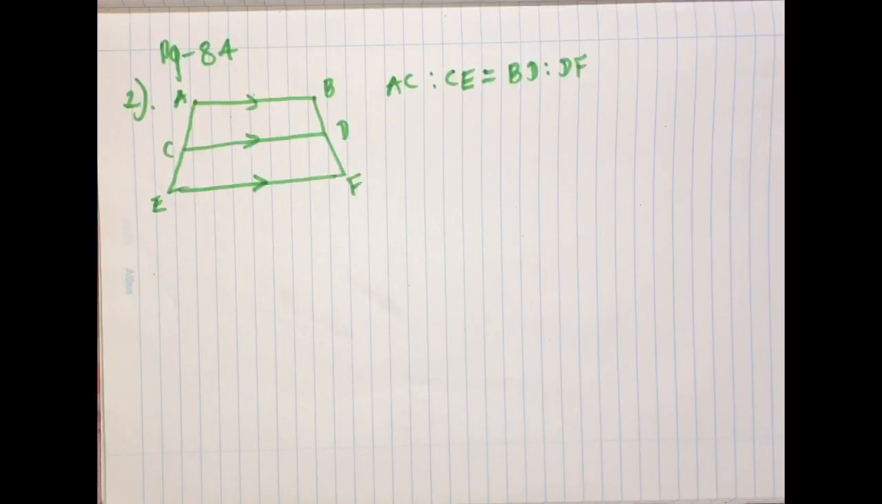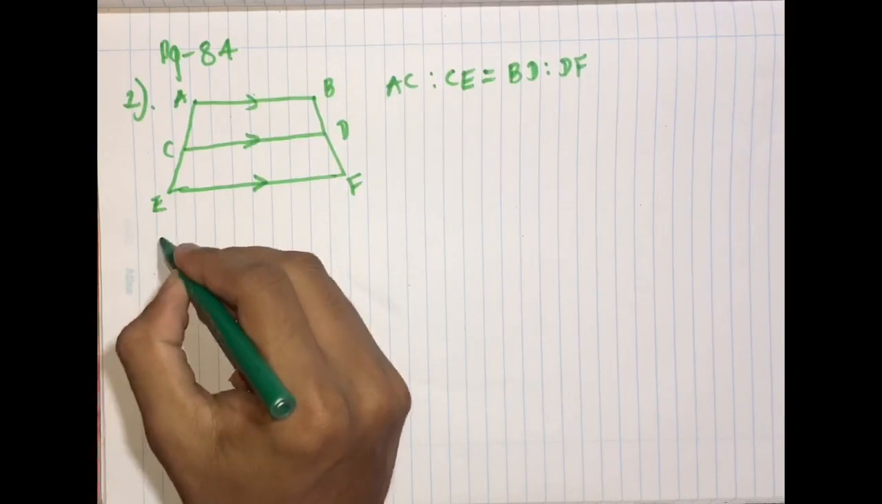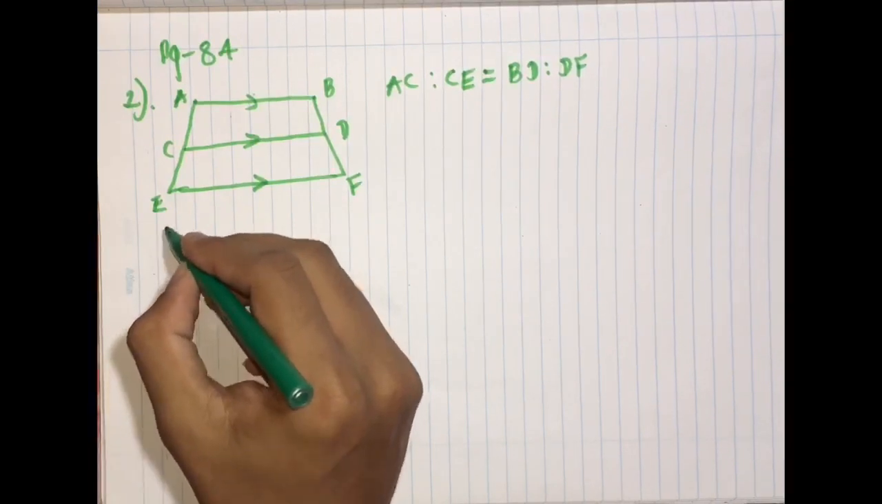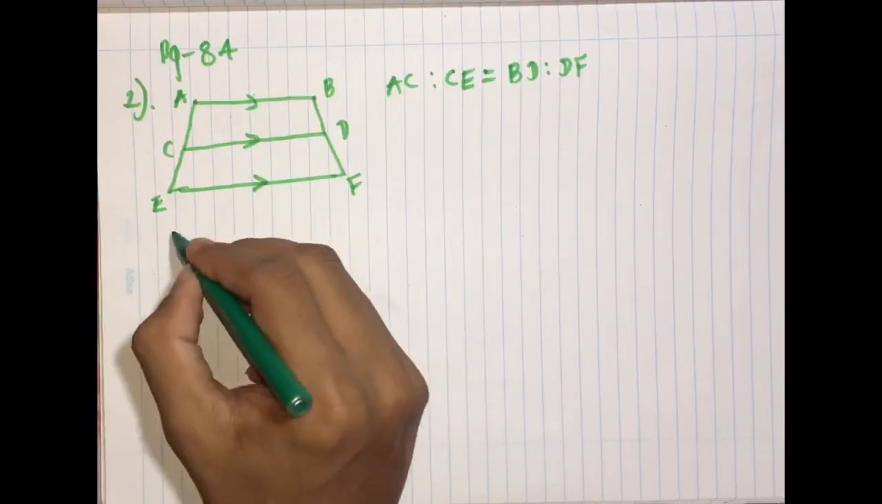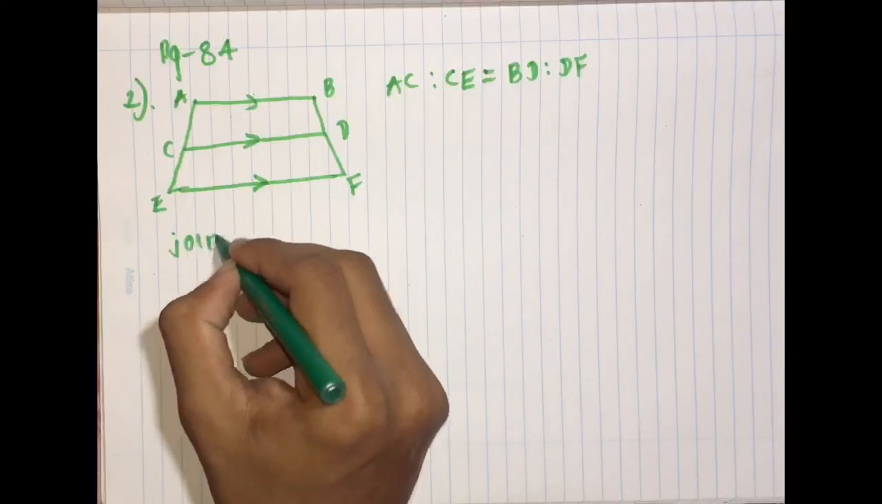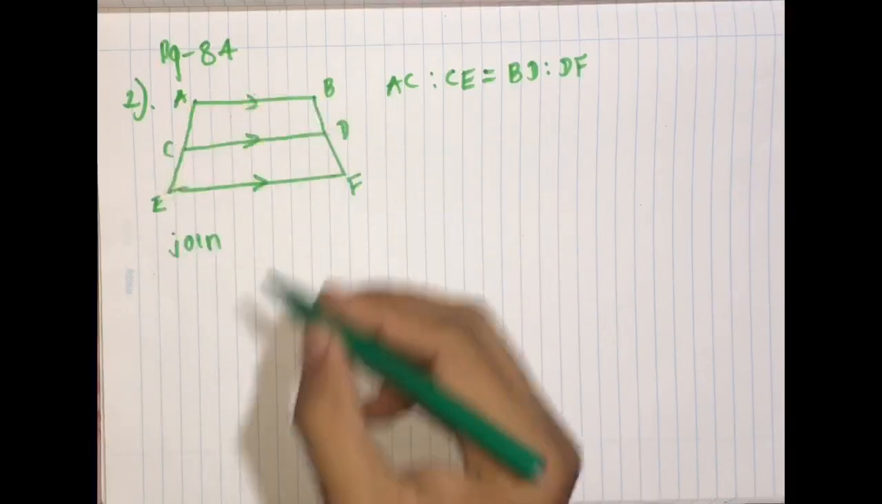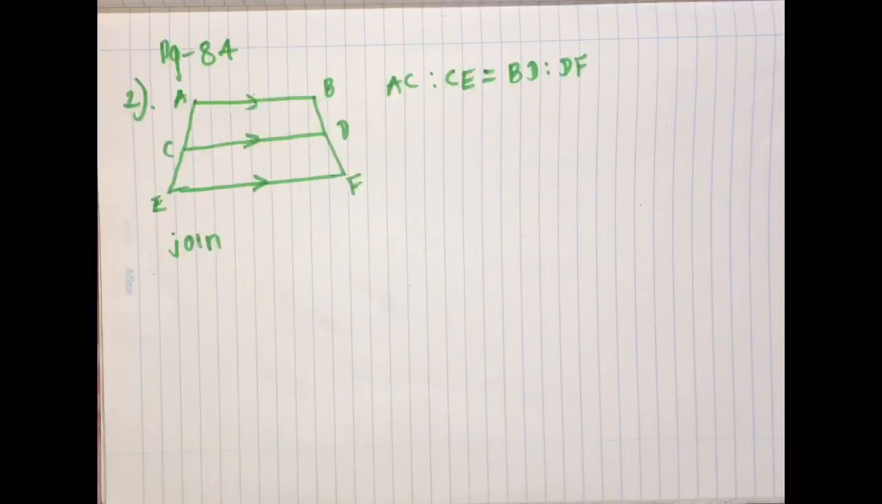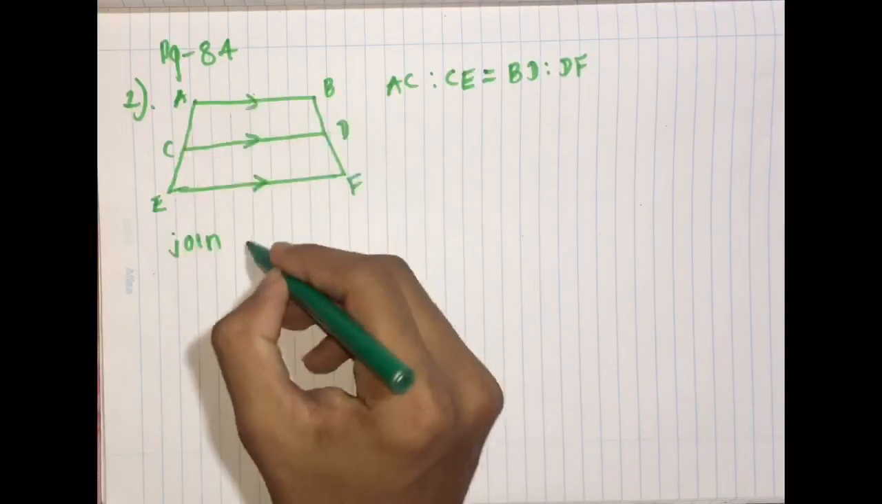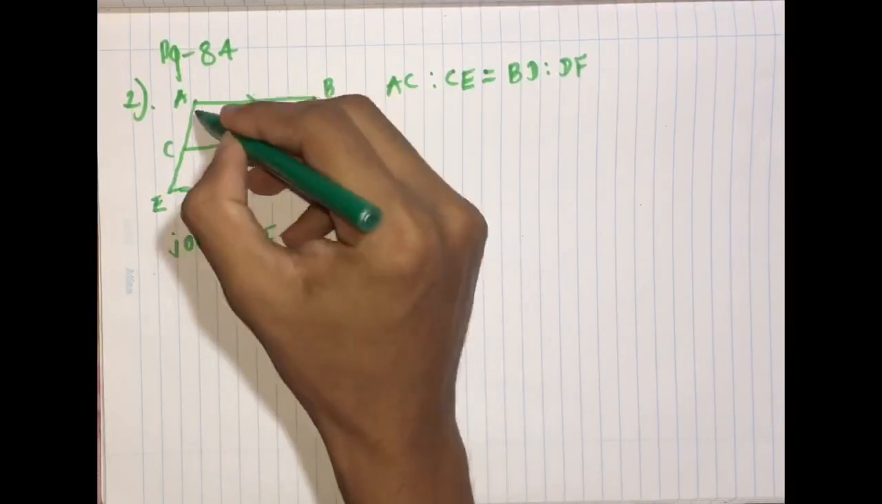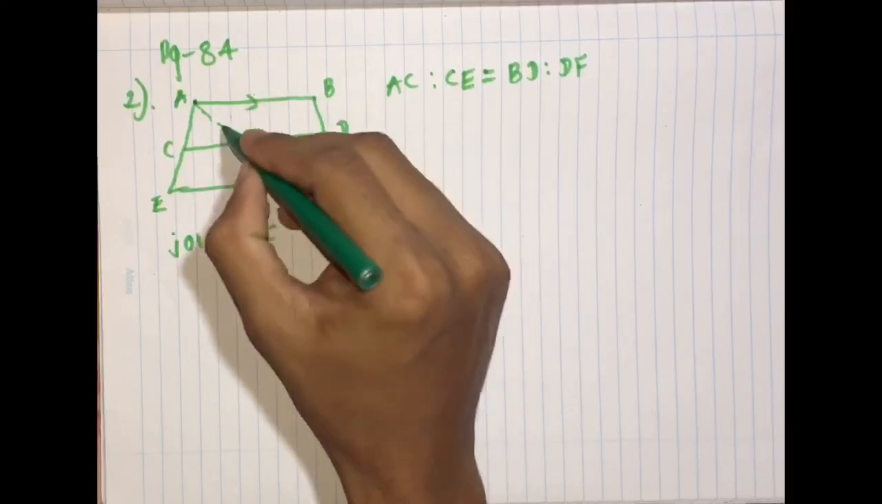Okay, now how do you prove? All this time we studied about triangles, right? Since we don't have a triangle, let us make a small construction. I will say construction or whatever. Join. Let us join this AF or BE. Okay, I'll join AF so that it makes a triangle, isn't it?